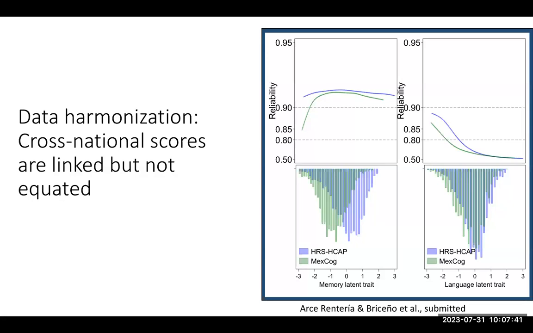As you can see in this figure here, right, when we plot the reliability between HRS-HCAP and MEXCOG, we show differences in reliability, particularly at the lower end of the ability range. So again, the scores are linked, but we haven't yet achieved equivalence in measurement precision.